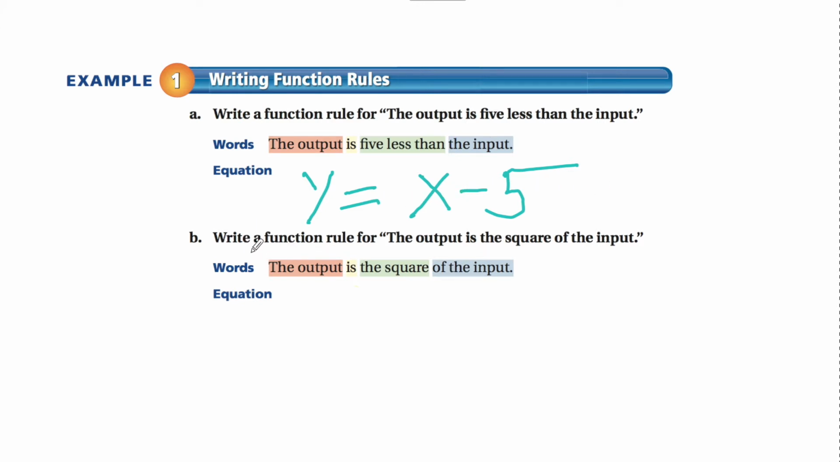Let's try it again for B. Write a function rule for the output is the square of the input. Again, in words, the output, our dependent variable y, is equal to the square of the input. Our input is x. Always work with the input first and then see what operation we are doing to it. The input, it's the square of it. So y equals x squared. Our function rule for the output is the square of the input is y equals x squared.